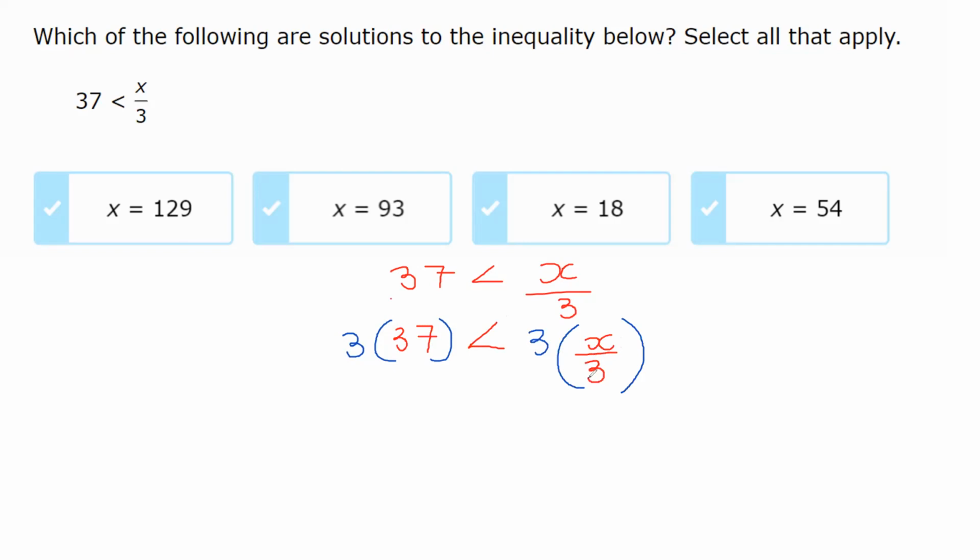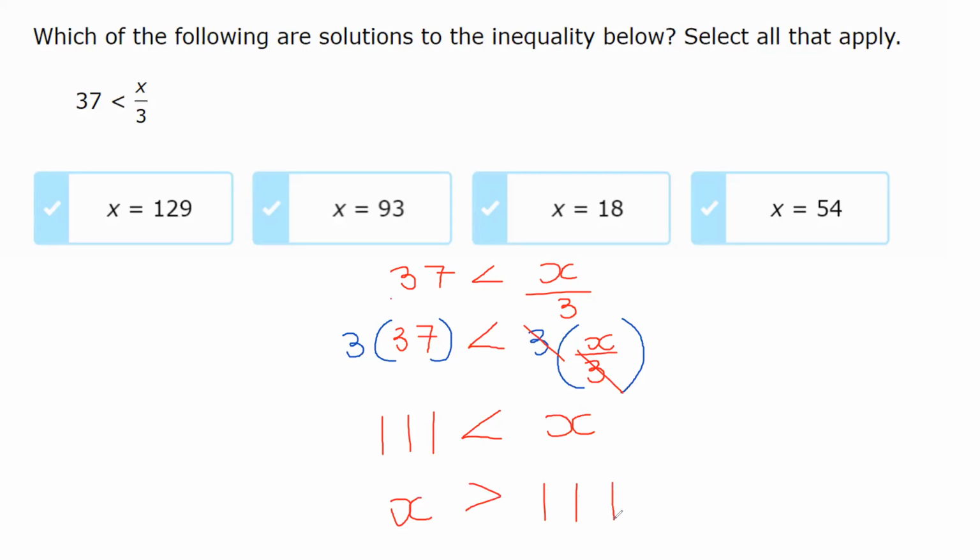Now, the reason why we want to multiply both sides by 3 is because we want to get rid of the 3 under the x. So that 3 along with that 3 would cancel with each other. So that means we have x is greater than, what is 3 times 37? 111. So we have that 111 is less than x, which means that x is greater than 111.